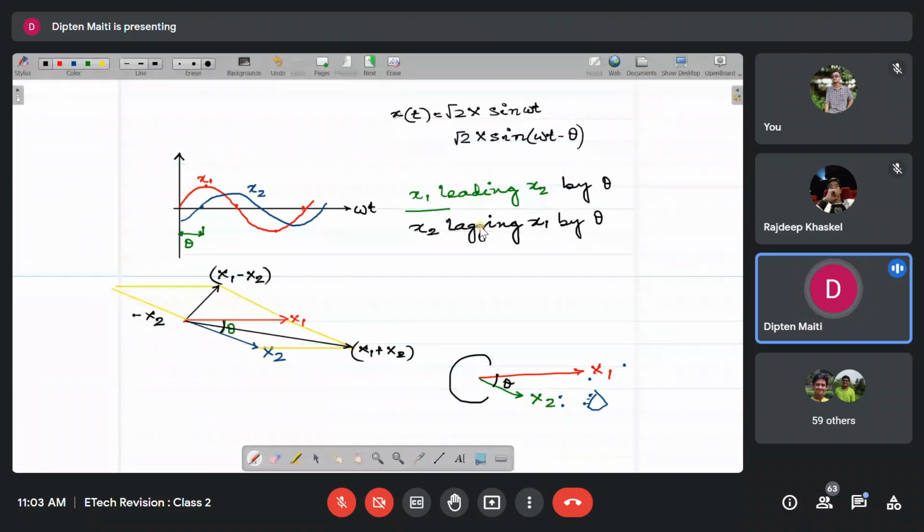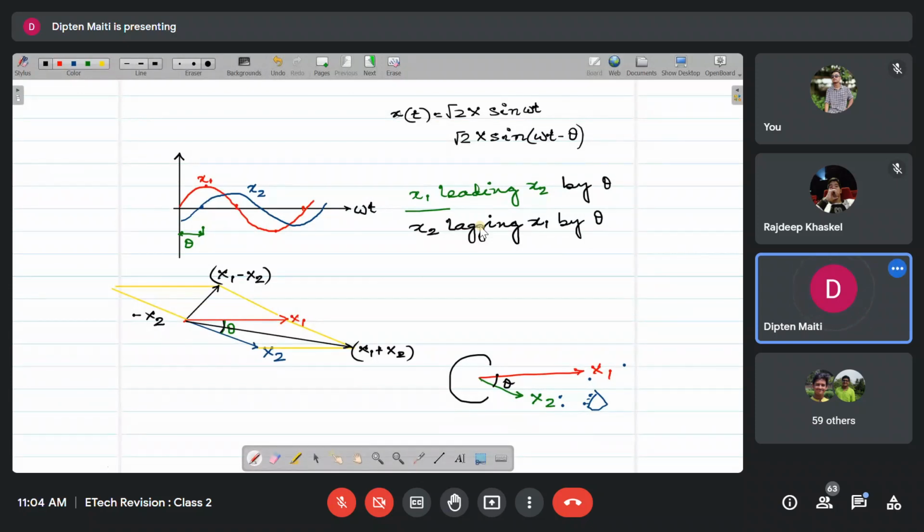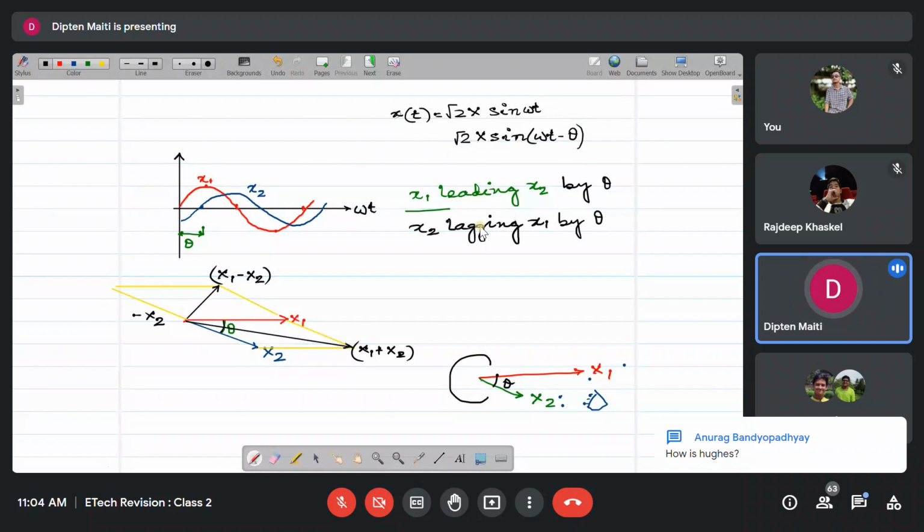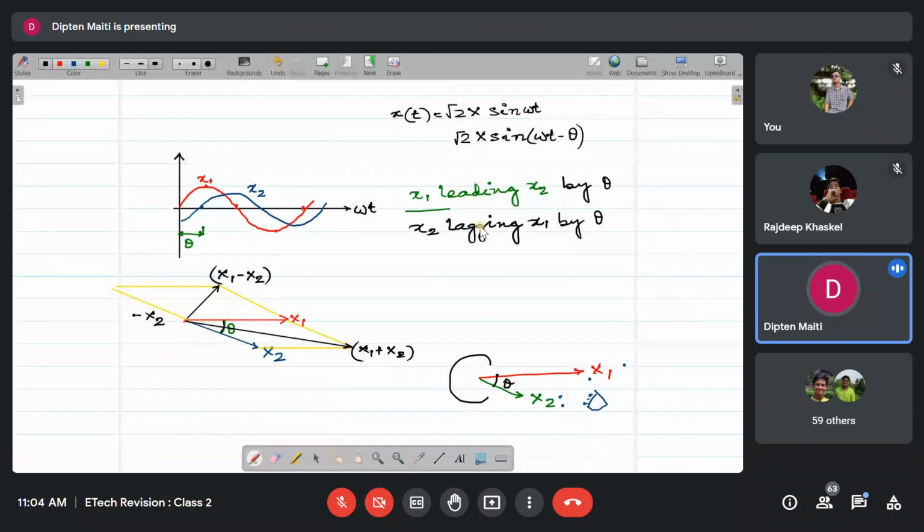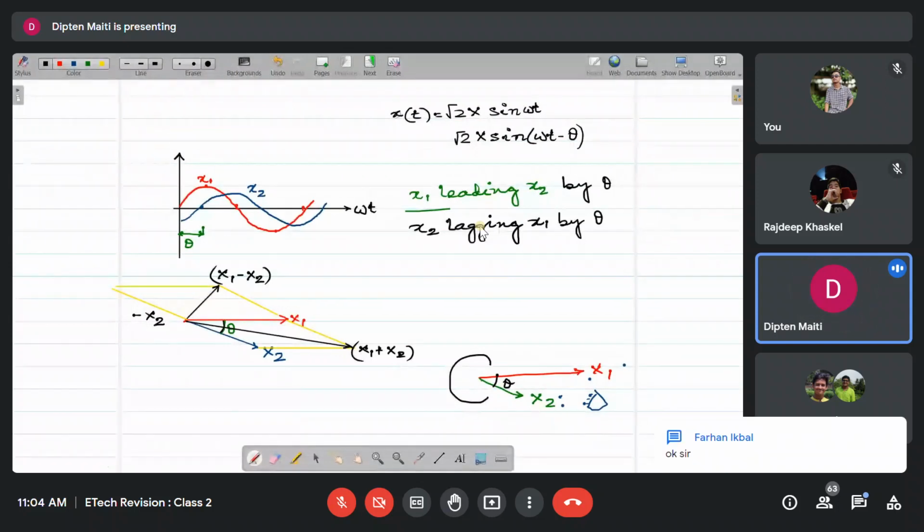You go through any book. In Theraja's book, you would find several numerical problems, example problems, and exercise problems. Otherwise, you can follow any book. I would advise Theraja's book because there are several numerical problems there.